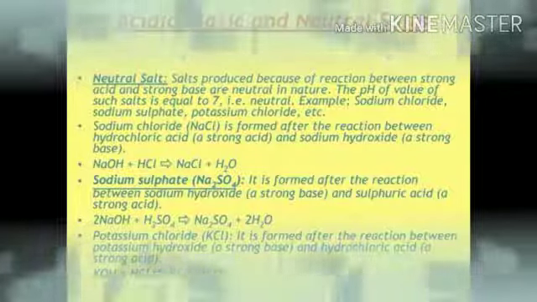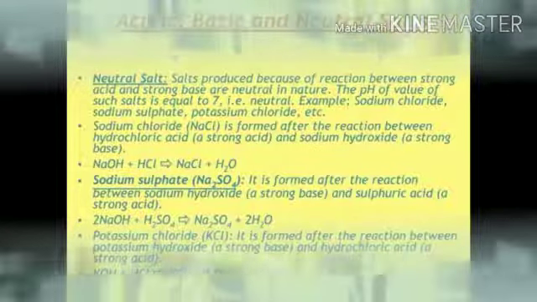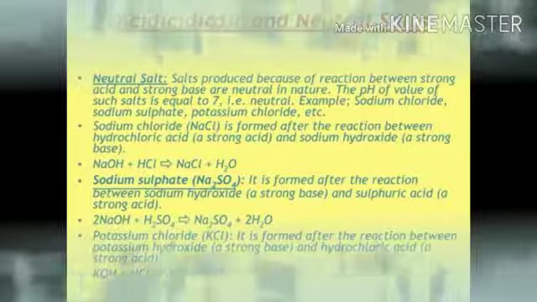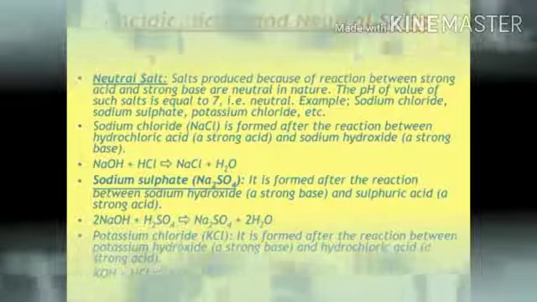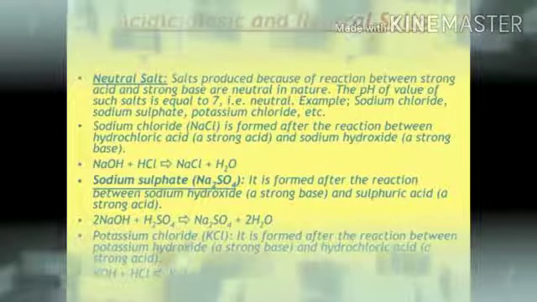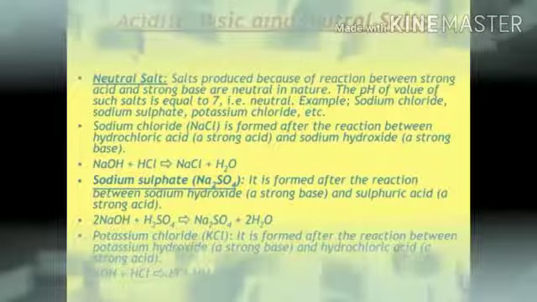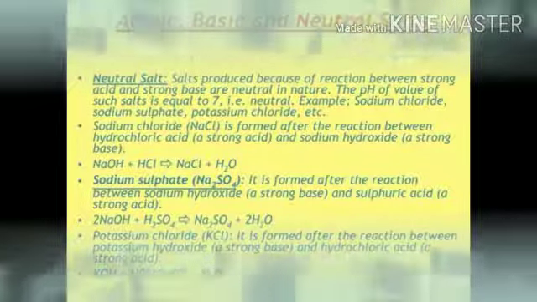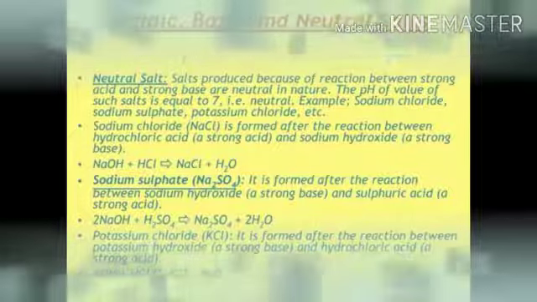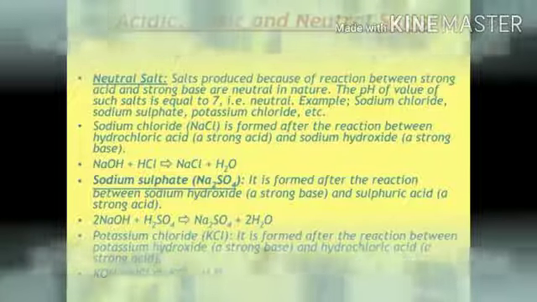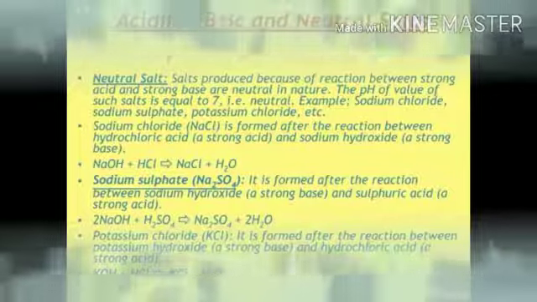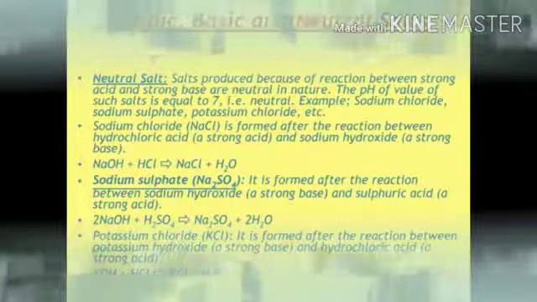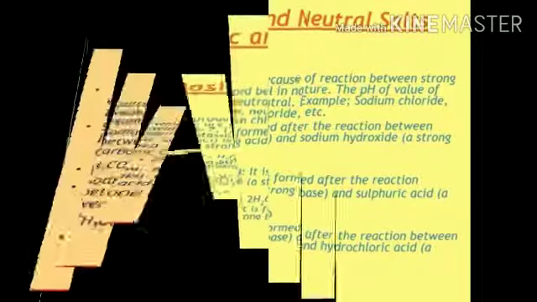For example, sodium chloride, sodium sulfate, potassium chloride, etc. Sodium chloride is formed after the reaction between hydrochloric acid, a strong acid, and sodium hydroxide, a strong base. Similarly, sodium sulfate is formed by the reaction between sodium hydroxide, a strong base, and sulfuric acid, a strong acid. And KCl is formed by the reaction between potassium hydroxide, a strong base, and hydrochloric acid, a strong acid. Well, students, when equally strong acid and base react with each other, then they fully neutralize each other. Due to this, a neutral salt is formed and its pH is almost equal to 7.